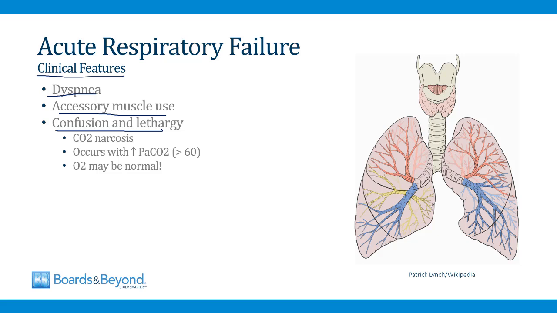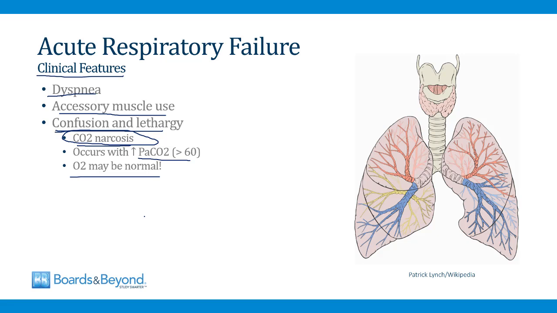When the CO2 level gets high, patients can develop what's known as CO2 narcosis. This usually occurs when the CO2 level gets over about 60, normal is about 40. What happens is the brain undergoes changes and the patient can develop confusion and lethargy. And the important thing to note here is that the oxygen level may be normal. So if a patient with respiratory issues has normal oxygen level but they are confused, that should be very alarming to you because that may be indicating that their CO2 level has become dangerously high.